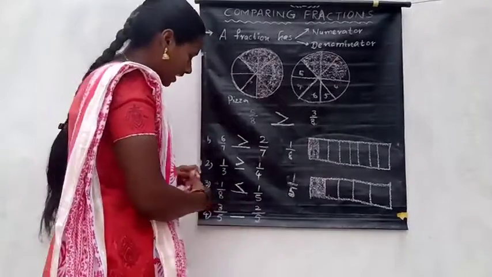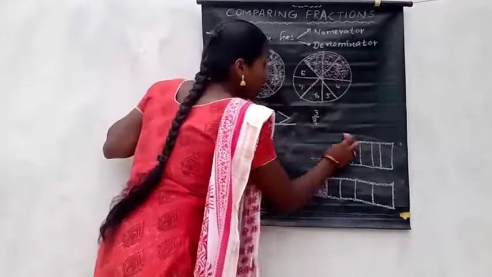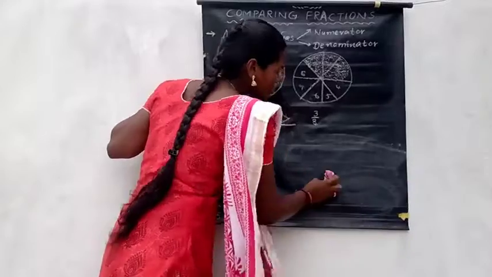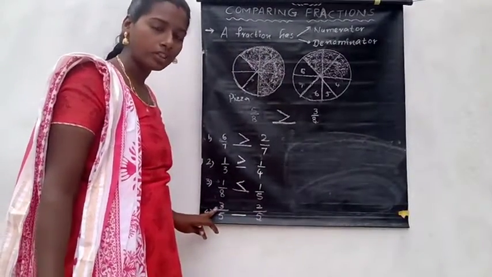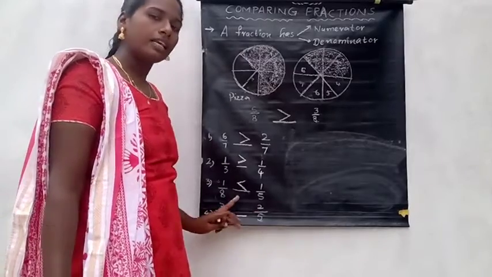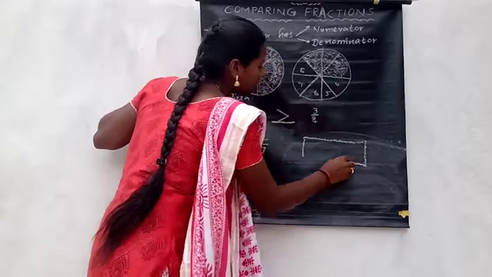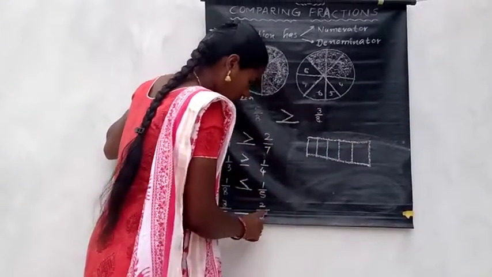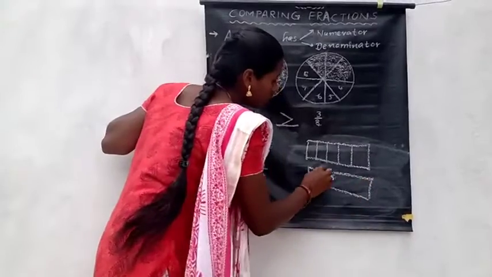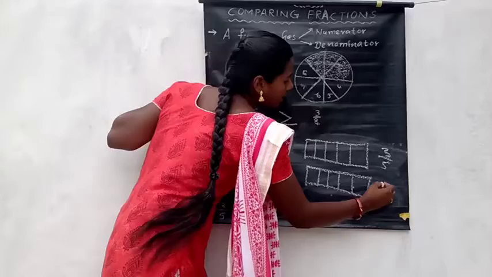So like this. Next, 3 by 5 and 2 by 5. See here Nana, without drawing any picture you can say there are 5 whole parts. Here 3 parts have been shaded. Here only 2 parts. So this is the greater fraction. If you have any doubt, I will draw the picture. 1, 2, 3, 4 and 5. So here also 1, 2, 3, 4 and 5. This is 3 by 5 and this is 2 by 5.